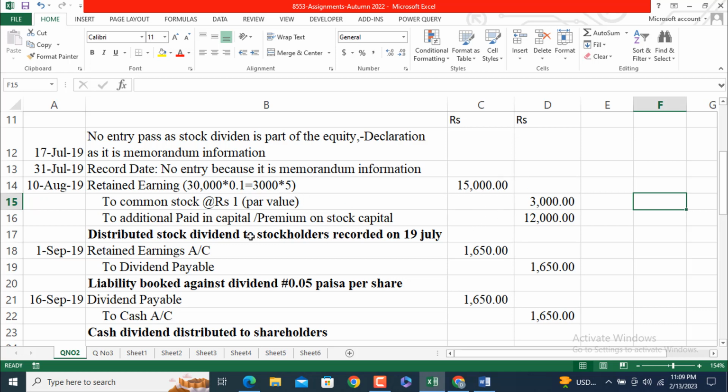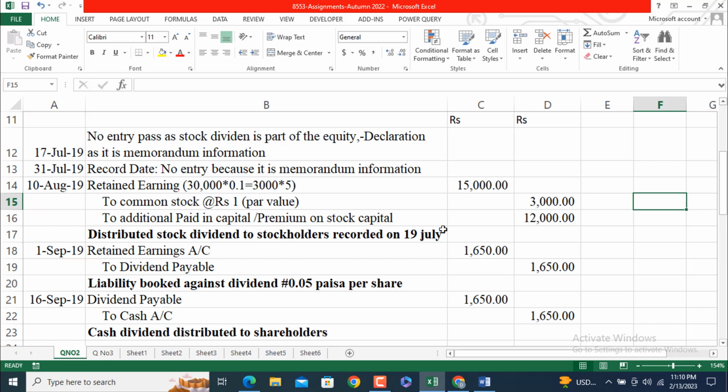Now come to the other two accounts on the credit side. One is common stock, where its par value is rupees 1. So how many shares are there? 3,000. So we will multiply 1 with 3,000. We will get 3,000, which will pass on to the common stock. And the next account that will be credited is the additional paid in capital, which is also known as premium on stock capital account, which is 15,000 minus 3,000, 12,000.